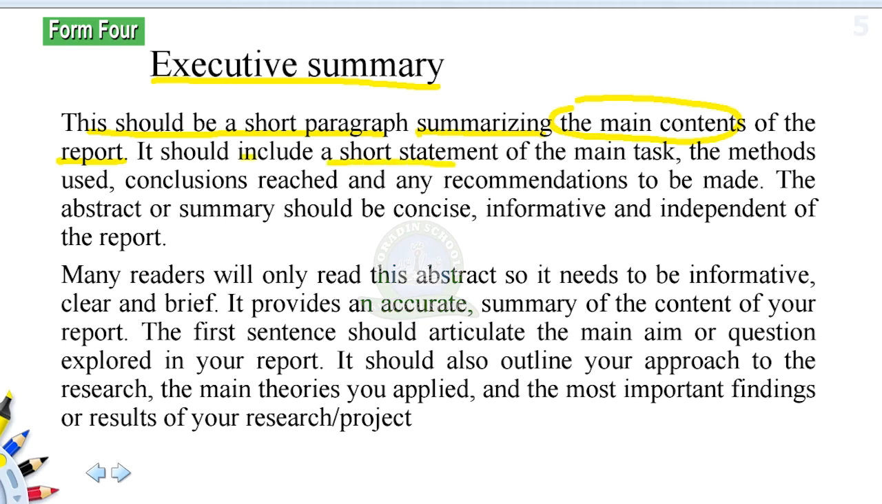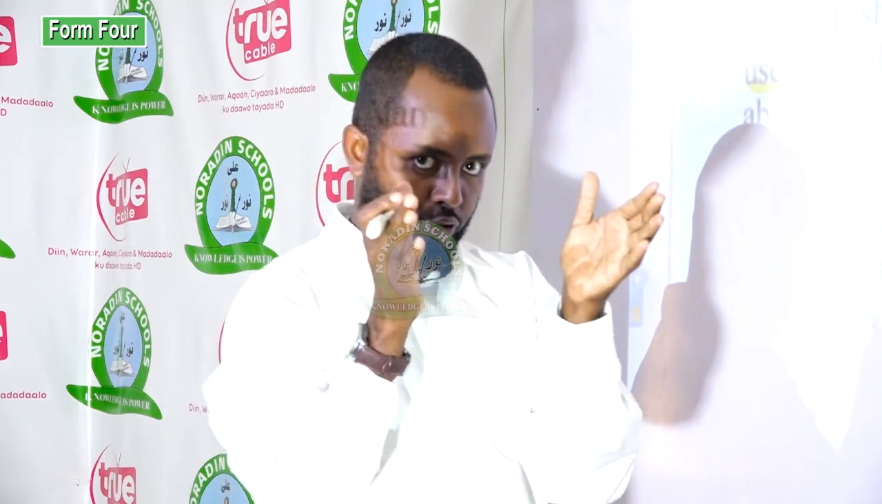Include a short statement of the main task of this report. The methods: if you use interviews, group discussions, questionnaires, etc., include them. The conclusions reached and any recommendations to be made. So the executive summary always summarizes the main points of the report: recommendations, conclusions, a statement of main tasks, and methods or methodology of the report.